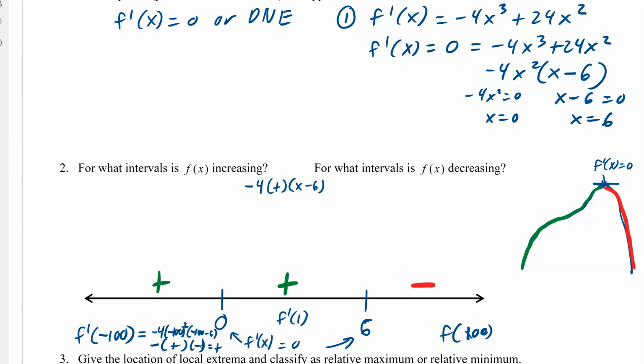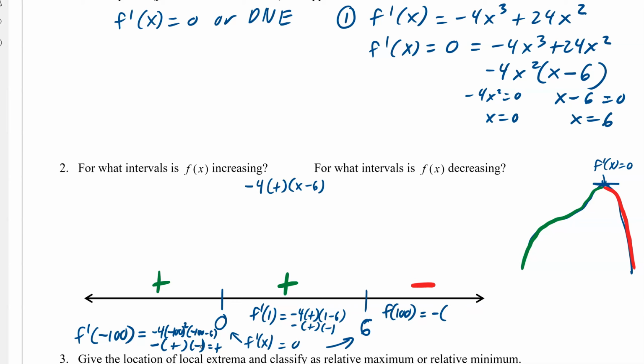And then we do the same thing. I'm going to move the f to the negative f prime of 1 over. And so this would be negative 4 times a positive times 1 minus 6. And so this again is a negative times a positive times a negative, and that becomes positive. So it checks. And then the 100, we already did that one in the beginning because I forgot the sign.